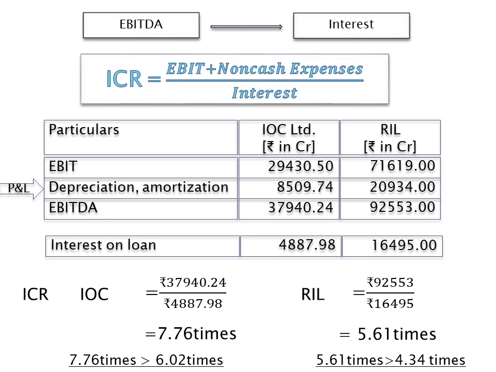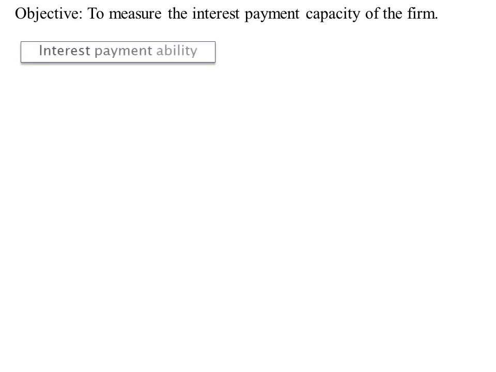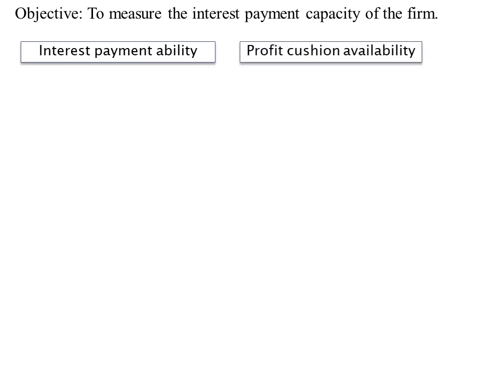Objective of this ratio is to measure the interest payment capacity of the firm. It means this ratio measures firm's ability to pay back interest claims. Or we can say this ratio helps lenders to check whether or not the firm has a sufficient profit cushion available to pay back its loan interest in full on time.